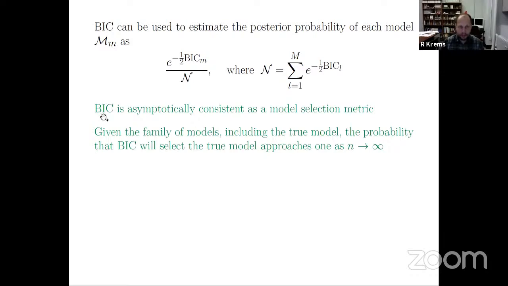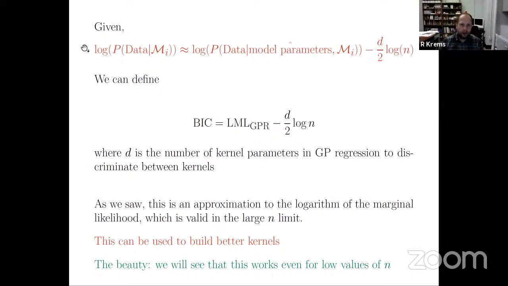So BIC, unlike the other model selection metrics which we don't have time to talk about, is actually asymptotically consistent as a model selection metric. Which is basically to say that, given a family of models that includes the true model, the probability that BIC will select the true model approaches 1 as the number of training points goes to infinity.